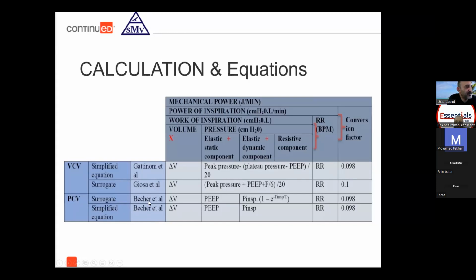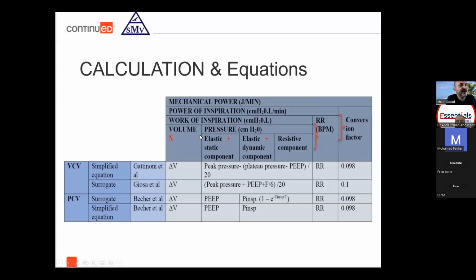Now in pressure controlled, Becher and his colleagues did two articles about that, one kind of complicated one and one simplified equation. Again, the same, change of volume multiplied by PEEP. Here they did the inspiratory pressure multiplied by 1 minus elastance to the power of inspiratory time over time, which is super complicated. Of course, I would never try to calculate that at the bedside. So they said for simple people, okay, change of tidal volume multiplied by the inspiratory pressure times respiratory rate times the conversion factor.